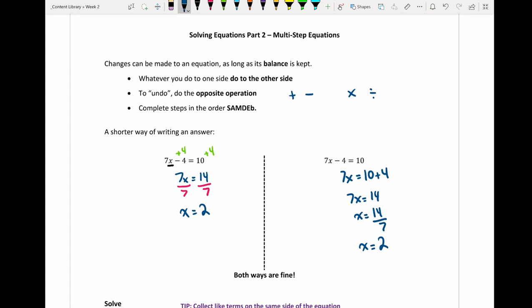If you're not too comfortable with remembering what the steps are, or you're having trouble figuring out what you're doing, then I would stick to the side on the left, right? Show your work at each step. Show what you're doing to cancel things out. Show that you're doing them to both sides. But again, if you're comfortable with that, you're more than welcome to shorten it without writing both those steps out.